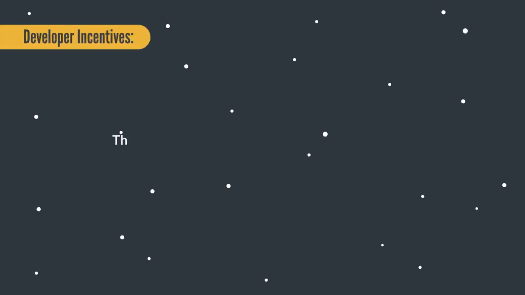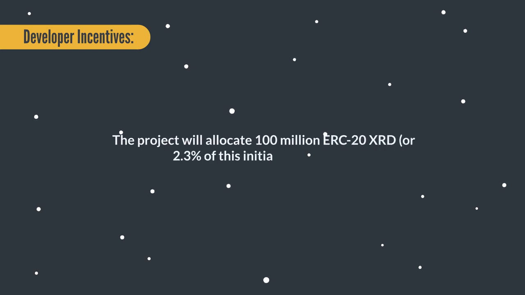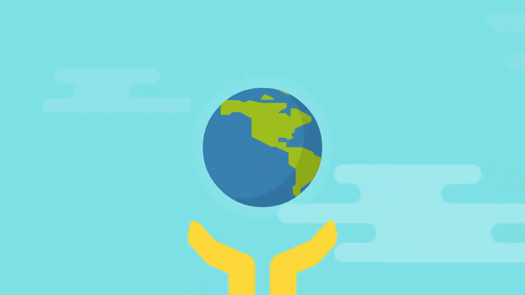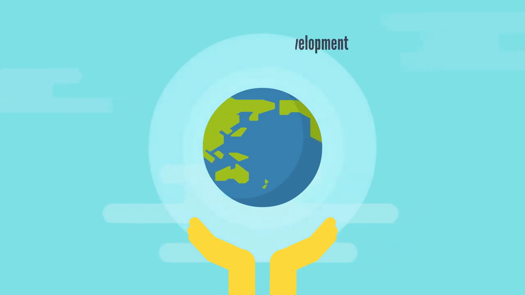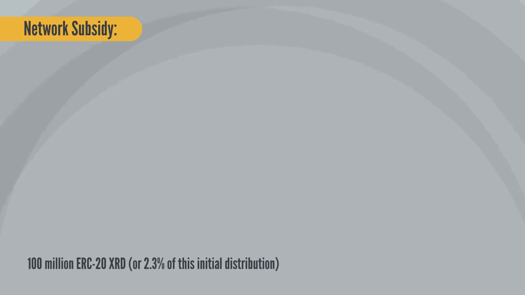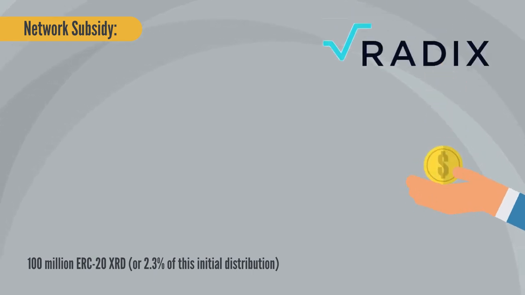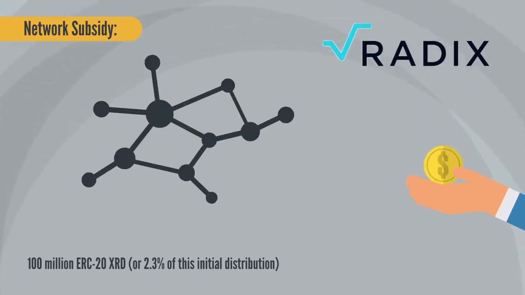Developer incentives. The project will allocate 100 million ERC20 XRD, or 2.3% of this initial distribution, to ecosystem developers and projects to help bootstrap network development. Network subsidy. 100 million ERC20 XRD, or 2.3% of this initial distribution, will go to a fund controlled by the Radix Foundation to incentivize DeFi and performance-related activities on the network.